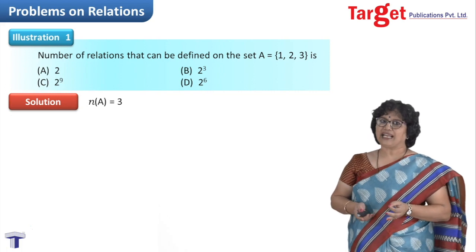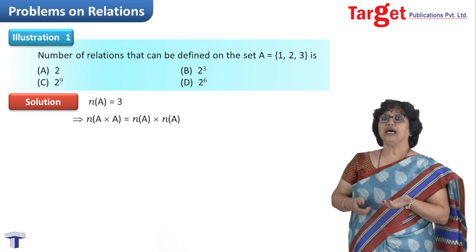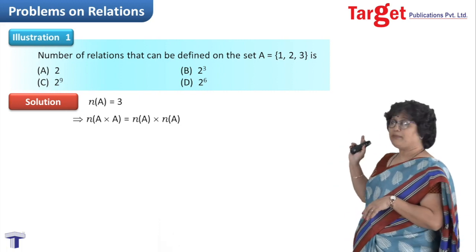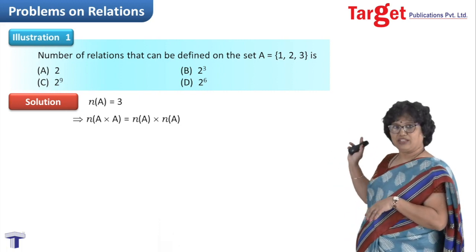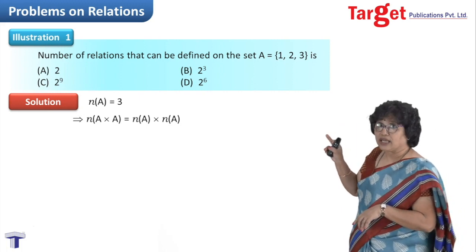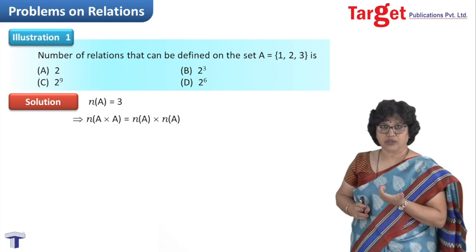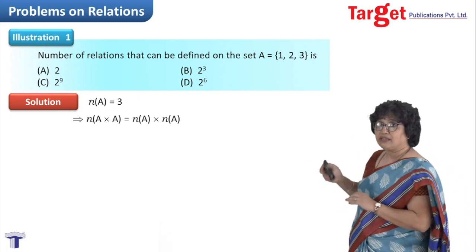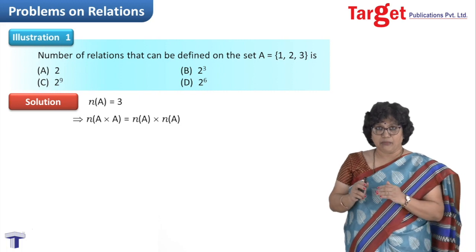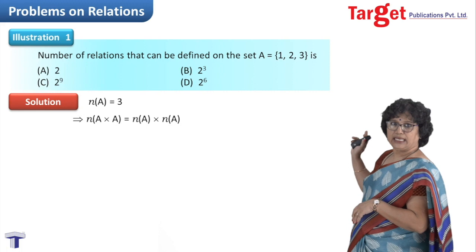Number of elements in set A is 3. So how many elements will you have in A cross A? I have written that it is nothing but number of elements of set A into number of elements of set A. Mind you, the first cross, A cross A, stands for the Cartesian product notation, and the second cross is for normal product, the multiplication sign. Now I have written here n(A) into n(A).